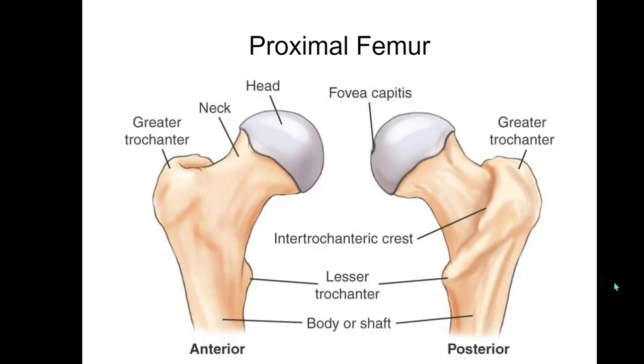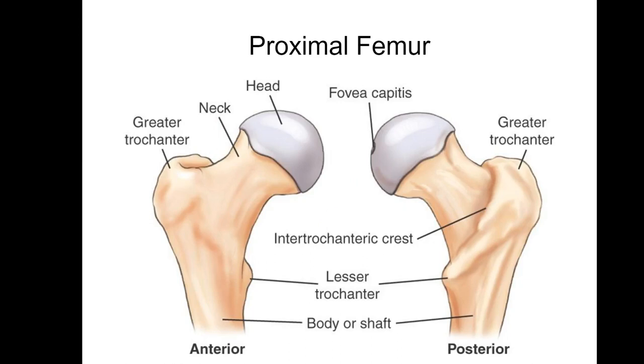Let's first begin by discussing the proximal femur. The proximal femur is made up of 4 different parts: the head, the neck, the greater trochanter, and the lesser trochanter. Notice this is an anterior view and this is a posterior view. The head of the femur is proximal, of course. It's round and smooth and it articulates with the pelvis. And we'll talk more about that articulation in a little while.